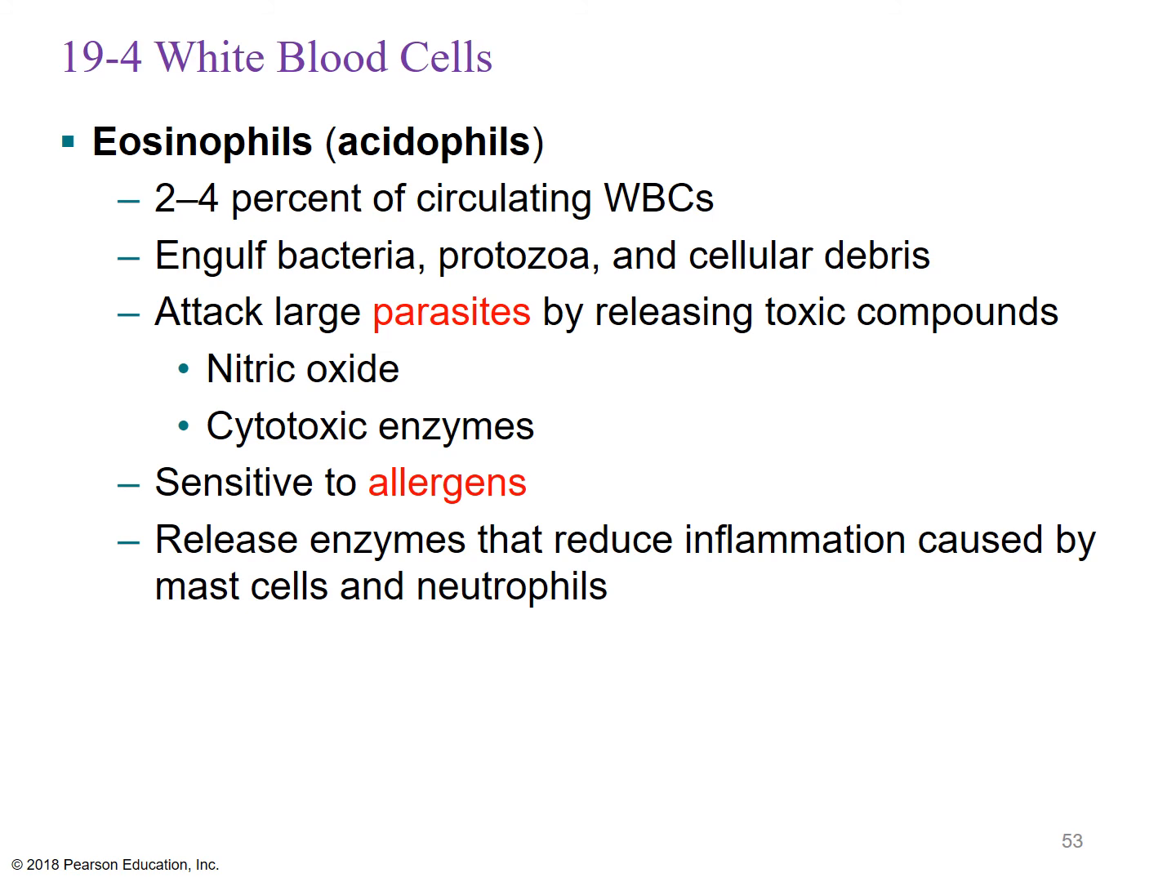So the eosinophils have the ability to attack large parasites by releasing toxic compounds like nitric oxide and cytotoxic enzymes. Because these parasites can very often be bigger than what a cell could actually engulf or ingest, the eosinophils will release these different compounds in order to basically break down those parasites since they can't be engulfed by something else. The eosinophils are also going to be associated with allergies, and they will release enzymes that help reduce inflammation caused by the mast cells and the neutrophils.